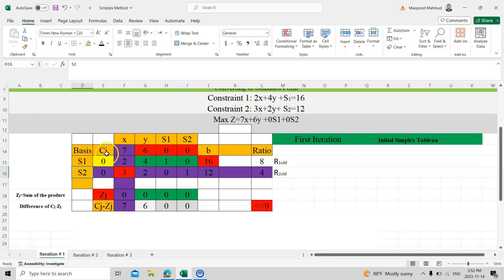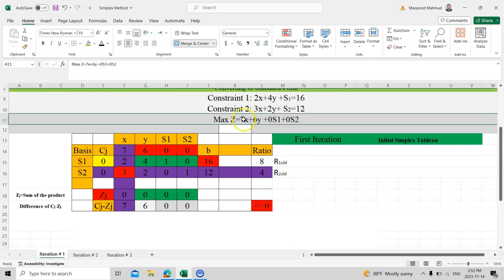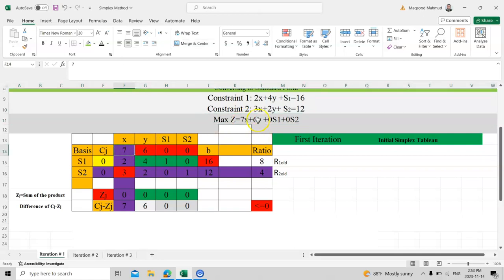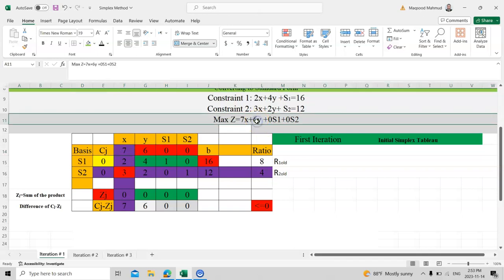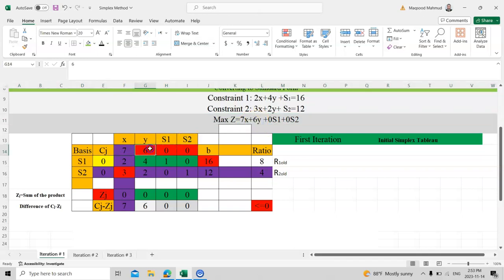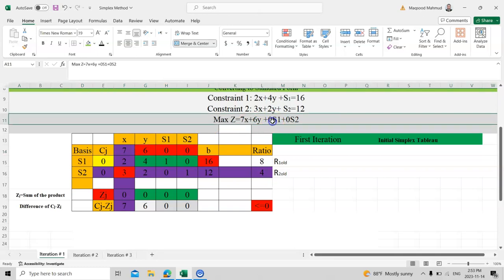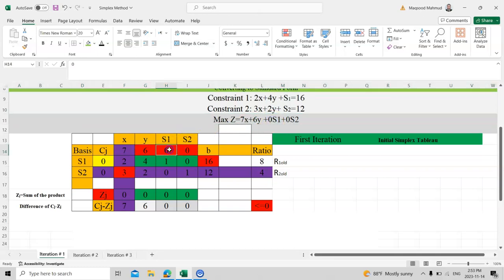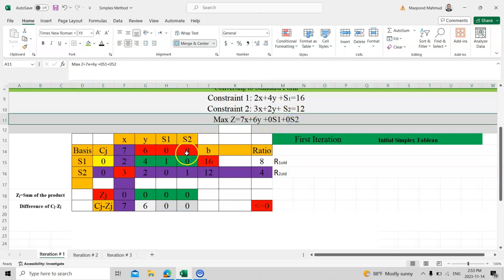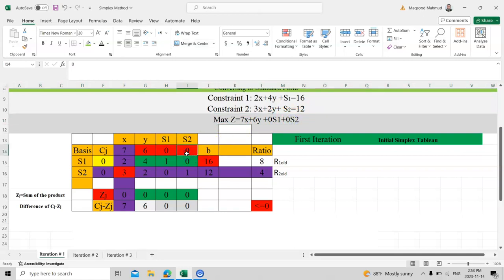After that, we write cj. Here we write the coefficients, meaning the neighbors of your objective function; in a simple way I call the coefficient a neighbor. For x, the coefficient is 7, so we put 7 here. The coefficient of y is 6, so we put 6 here. The coefficient of s1 is 0, and the coefficient of s2 is 0, so we write it like this.